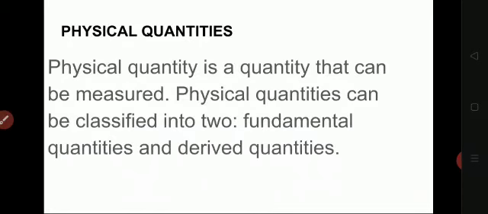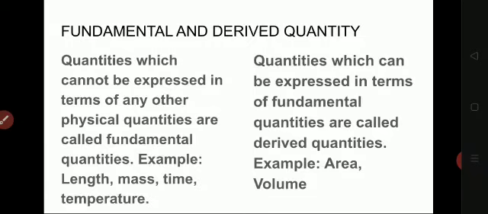Next, we are going to see what is meant by physical quantity. A physical quantity is a quantity that can be measured. What we are able to measure, we call a physical quantity, and it is of two types. The first one is the fundamental quantity and the next one is the derived quantity. So we are going to see fundamental quantity first. Quantities which cannot be expressed in terms of any other physical quantities are called fundamental quantities. On the right side you can see quantities which can be expressed in terms of fundamental quantities are called derived quantities.